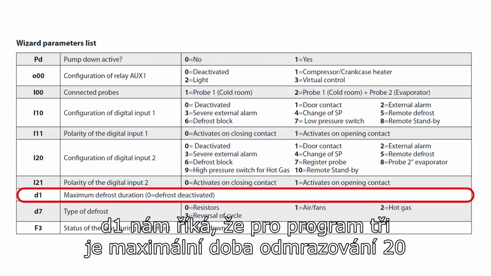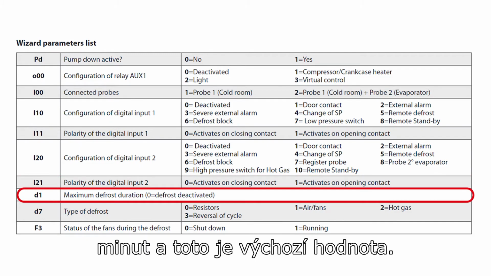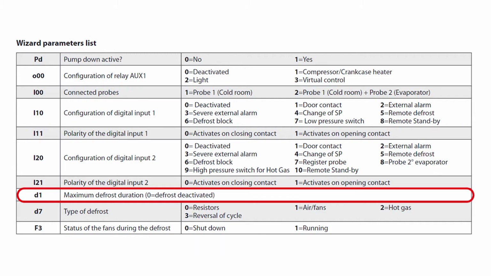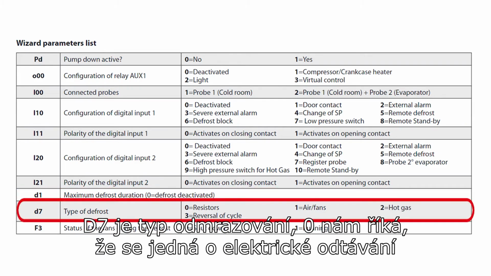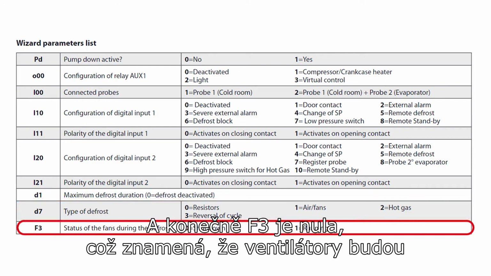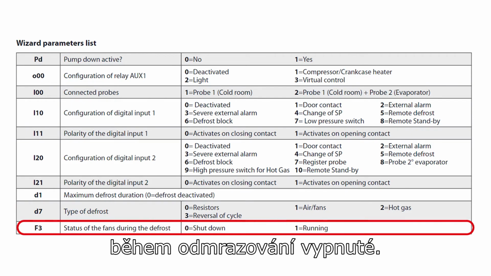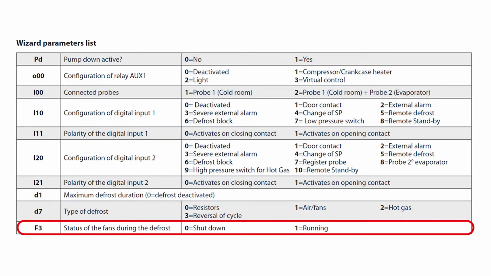D1 tells us that for program 3, the maximum defrost time is 20 minutes, and this is the default value. D7 is the type of defrost. 0 tells us it is electric resistance. Finally, F3 is 0, which means the fans will be powered off during defrost.